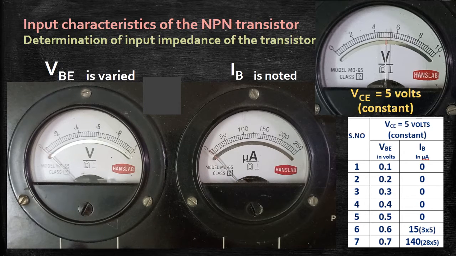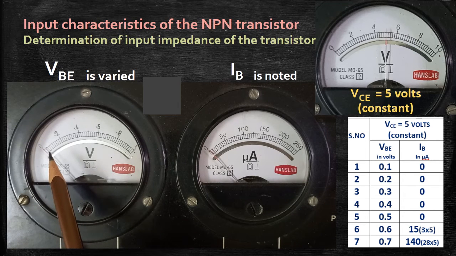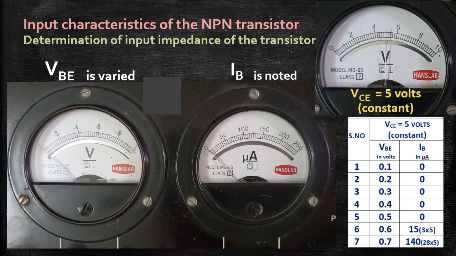Now I am going to vary the value of VBE. Look at the graduation. First I am going to set the value of VBE as 0.1 volt. Now it is kept exactly at 0.1 volt. Note down the reading of the base current. In the case of base current IB, there is no change. Therefore it should be taken as 0.